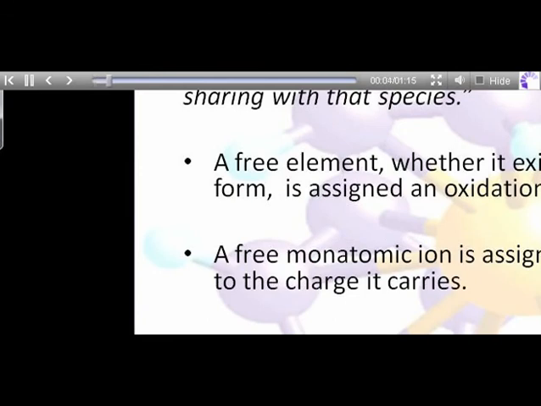Our next subtopic is oxidation number. Oxidation number can be defined as the charge that a species would have if all the electron donors were removed along with the electron pairs they were sharing with that species. There are certain rules for determining the oxidation number of a species. For example, a free element, whether it exists in monoatomic or polyatomic form, for example, let's say P4 or S8, is assigned an oxidation number of 0.